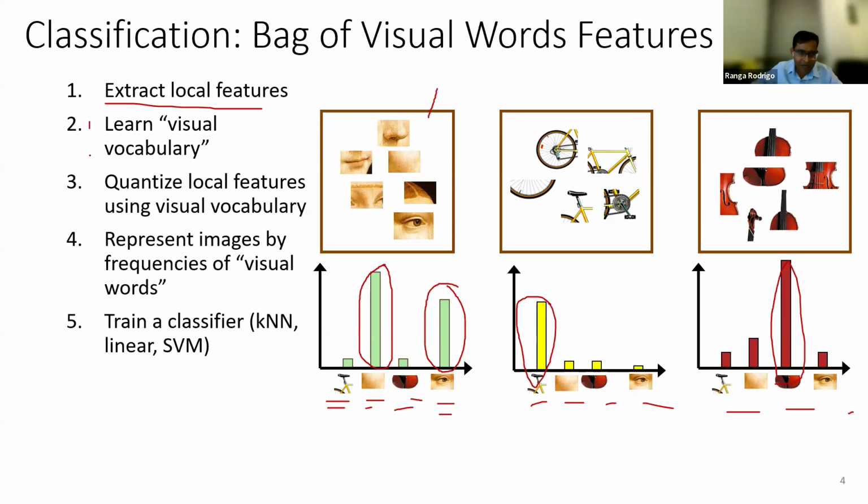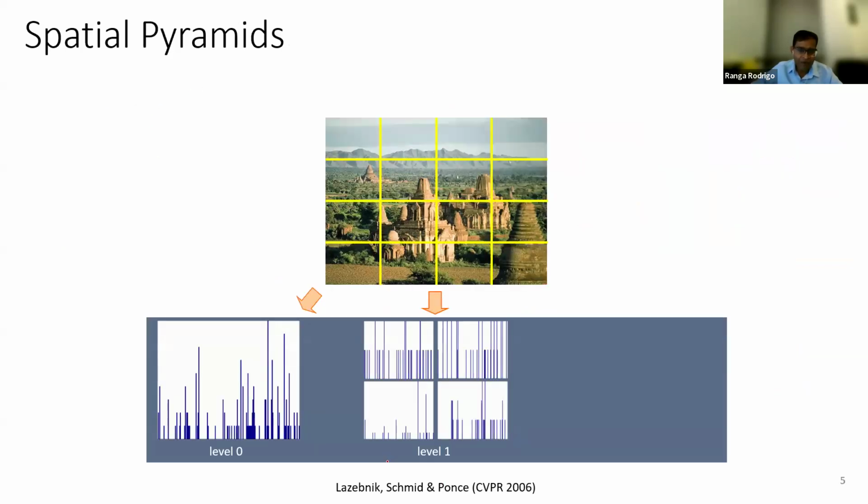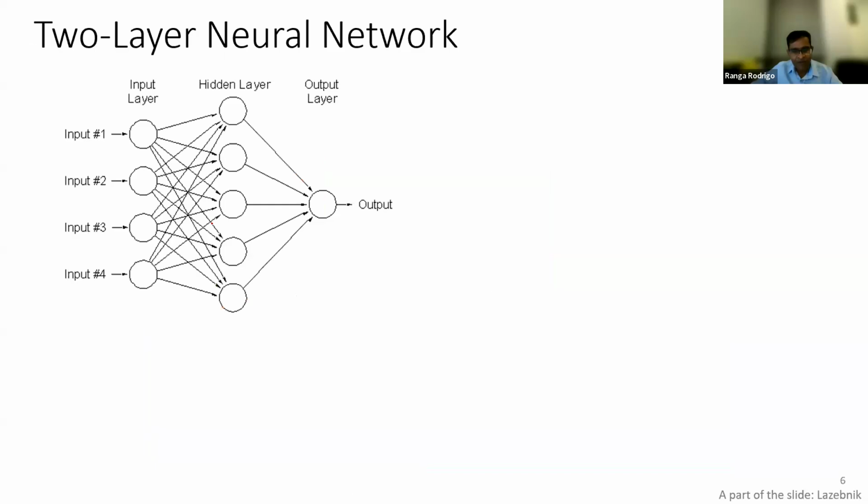So first of all, we learn the so-called visual vocabulary. Visual vocabulary is this one, and then we quantize the local features into the visual vocabulary and represent images by the frequencies of the visual words. These are the frequencies, and then we train a classifier like support vector machines. That was the bag of visual words paradigm that came before. And then this was developed into a slightly more complicated one by dividing the image into many rectangles and getting histograms in those rectangles also, into a spatial pyramid. But those were all older approaches.